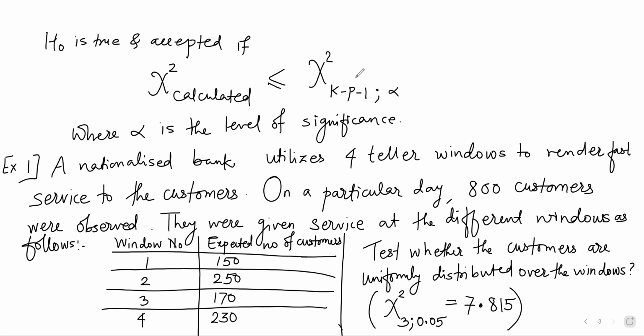So what we are going to do in this case is, the expected numbers of frequencies are given to you here. So we have to take the hypothesis H0 in this case. So what is our H0? H0 is that the customers are uniformly distributed.